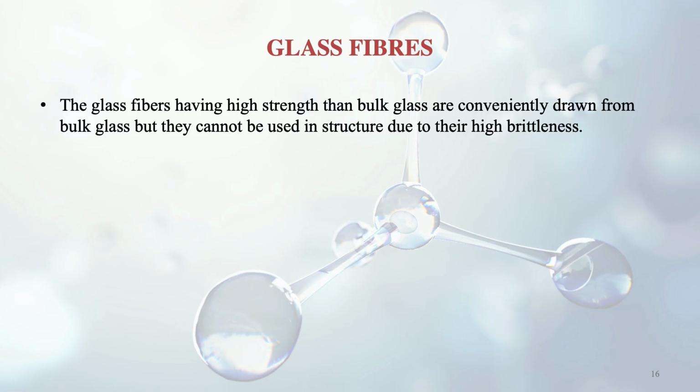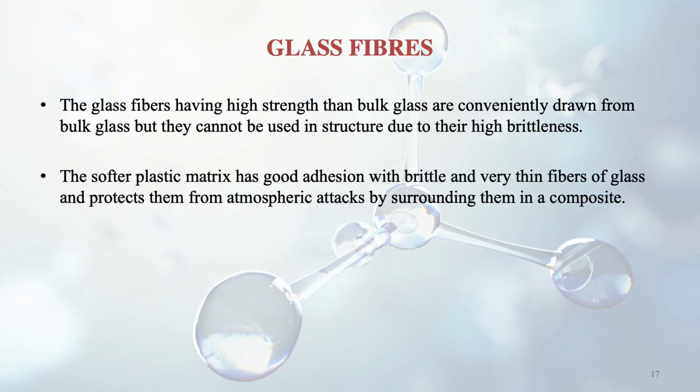So what can we do then? The softer plastic material has good adhesion with brittle and very thin fibers of glass, and protects them from atmospheric attacks by surrounding them in a composite. So even if the glass is brittle, we will mix it with a softer plastic matrix, and then it will not break because it will be protected from atmospheric attacks by the surrounding soft plastic layer.